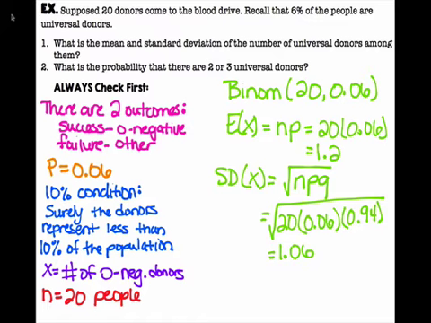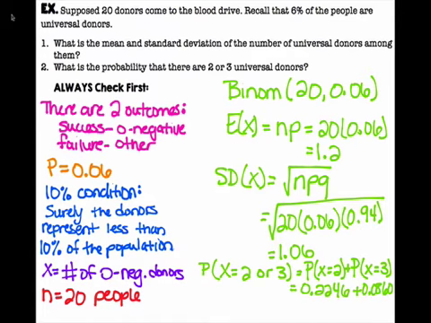Question 2, it says, what is the probability that there are 2 or 3 universal donors? So I would have to find the probability that x equals 2 and the probability of x equaling 3 and add them together. So we're going to do that in my calculator, and here's what I get. I'm using a binomial PDF where x is 2, and then another binomial PDF where x is 3, and I'm adding those together, and I get 0.3106, which I'll show you in the calculator.